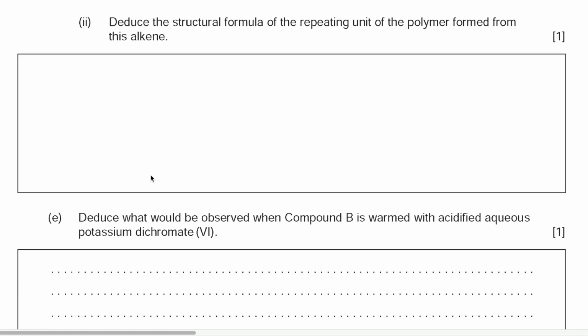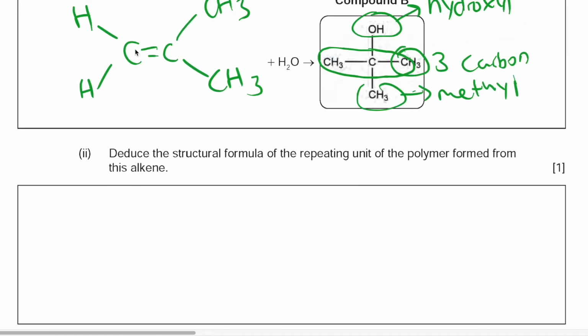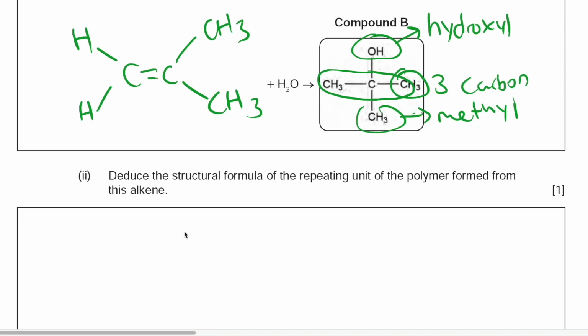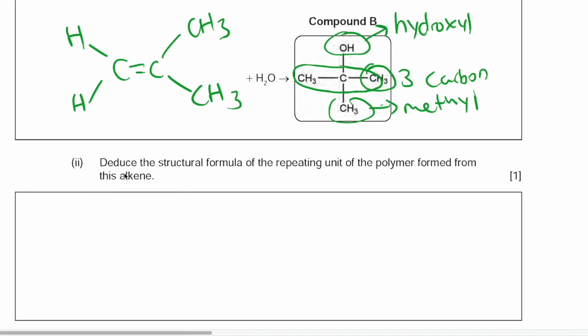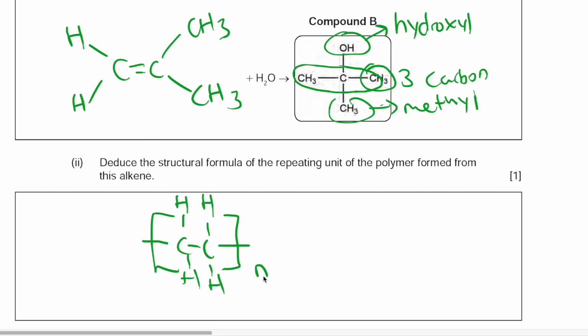Deduce the structural formula of the repeating unit of the polymer formed from this alkene. So basically, when you are drawing the repeating unit, the double bond will disappear and it will become a single bond. And then it will have two extra bonds here to show how this molecule connects with another unit. And then you have two hydrogens here as usual, and then two CH3, and then an n here, just to show that this is a repeating unit.